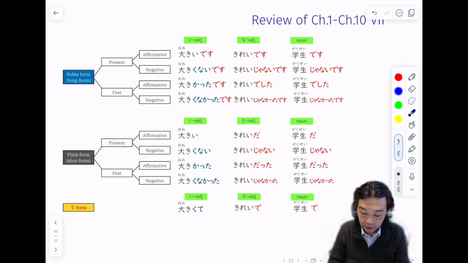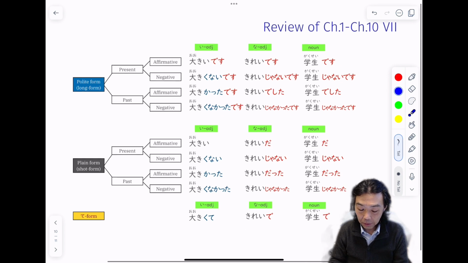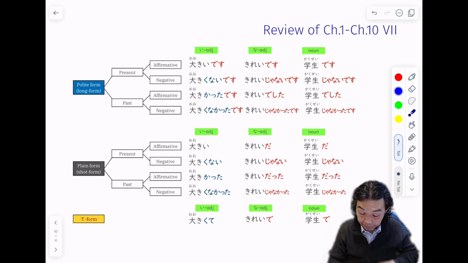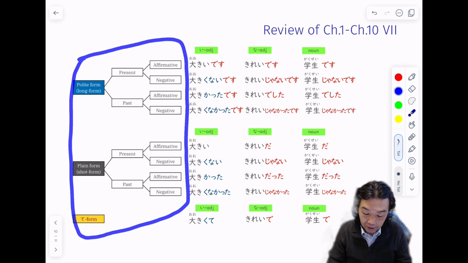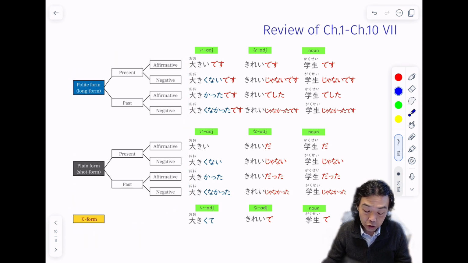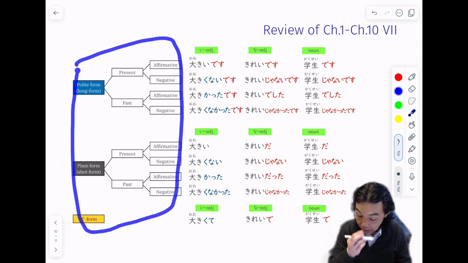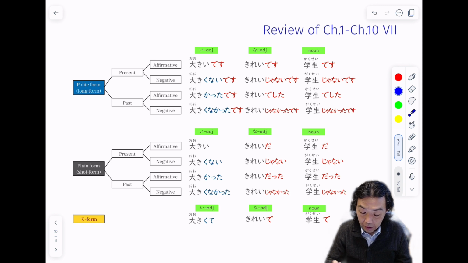We have adjectives and nouns, so let's move on to adjectives and nouns. And we use exactly the same parameters. So in Japanese, adjectives and nouns also have a polite form, the distinction between polite form and plain form, tense, present and past, and also affirmative and negative. So this part remains the same. Okay. Good news is it's a lot simpler than the verb.